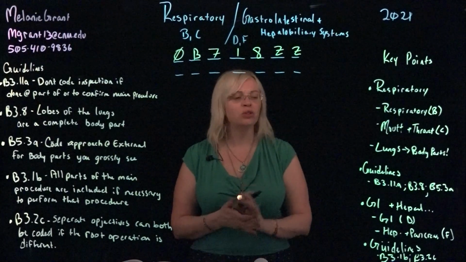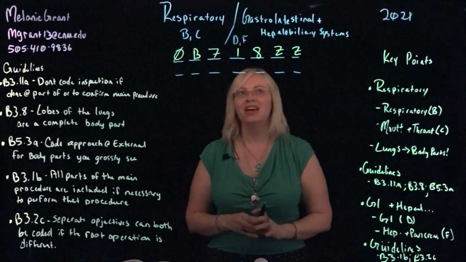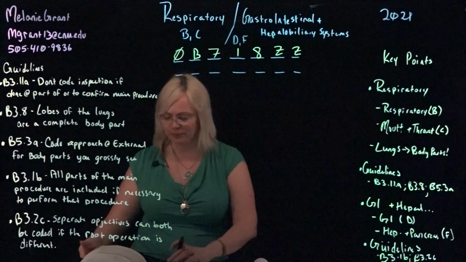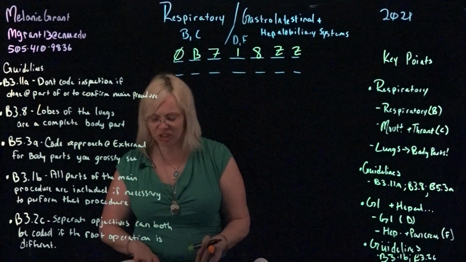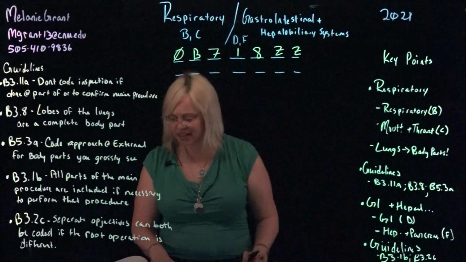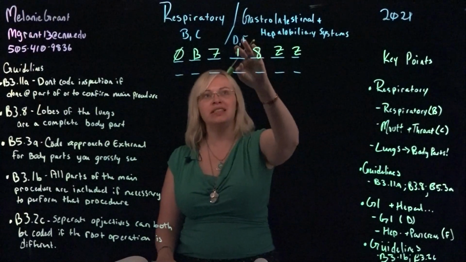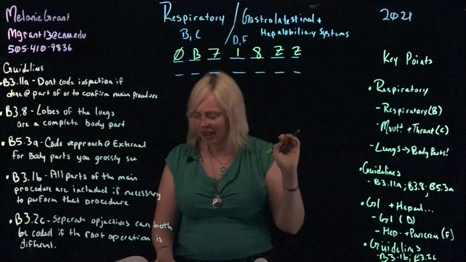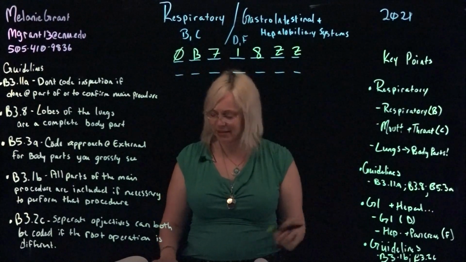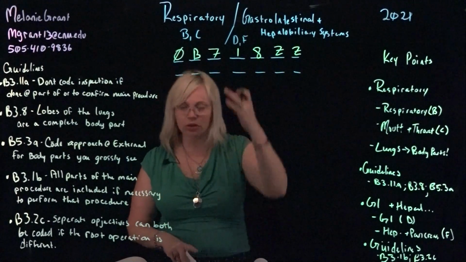Now we're ready to move on to our second topic for this week, which is gastrointestinal and hepatobiliary systems. Let's take a look at that chapter now. I find chapter 12 starting on page 251, and the first thing I identify is that there are 2 different characters for this body system, which are characters D for gastrointestinal and F for hepatobiliary and pancreas.